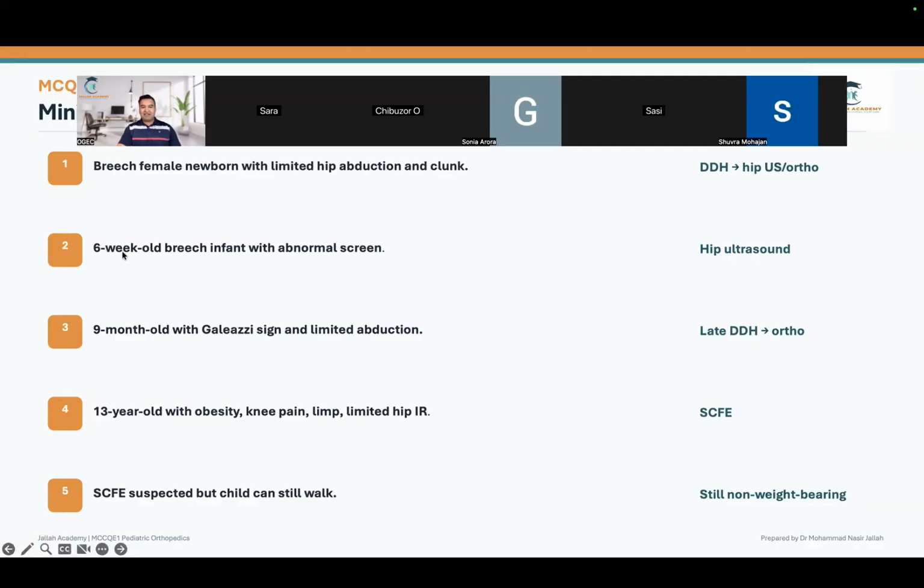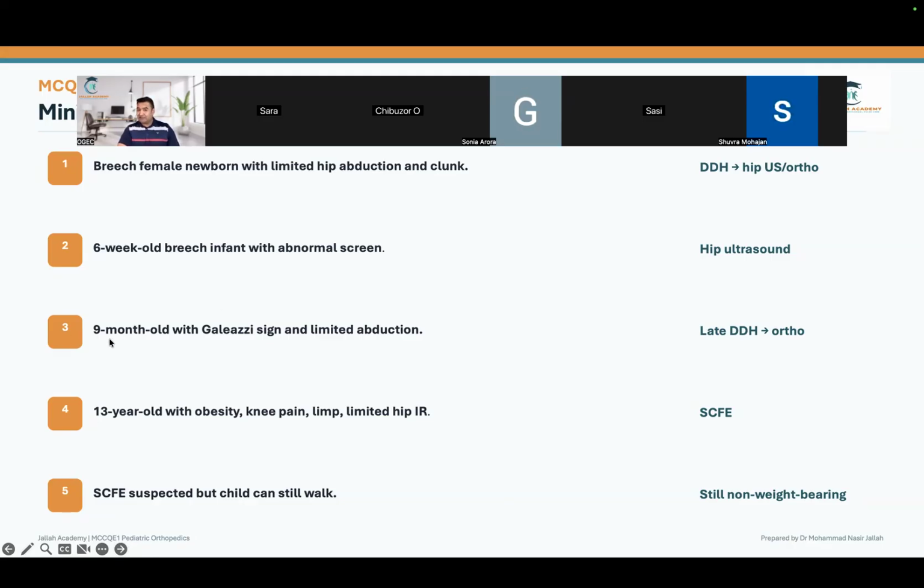Now you have 6 weeks. Remember, it is weeks, not months. 6 weeks old, breech infant with abnormal screening. Do I have to do an X-ray? No, hip ultrasound. Why? Because it is less than 4 to 6 months. It is 6 weeks old.